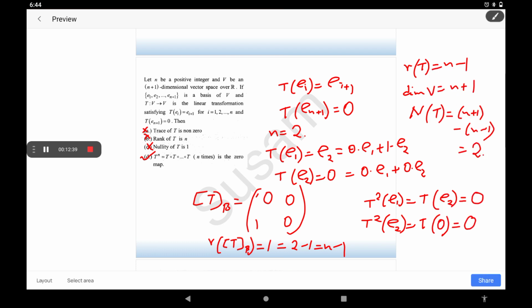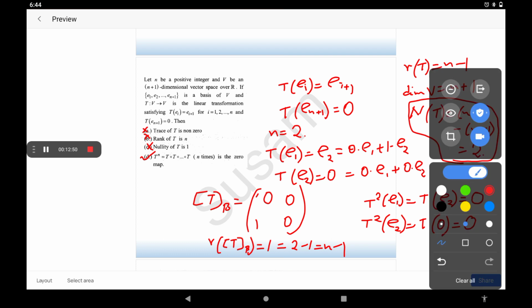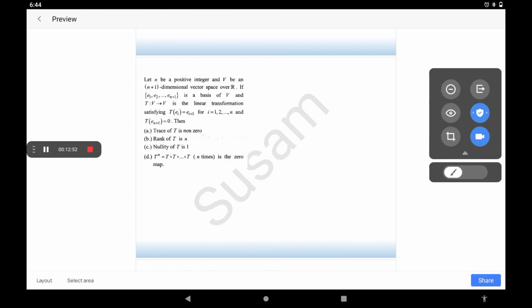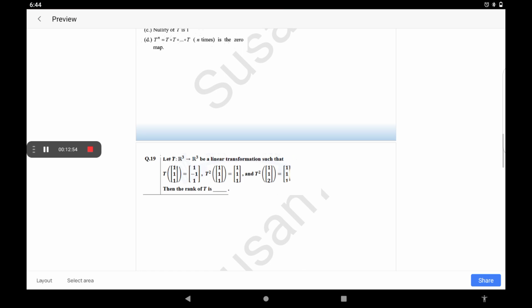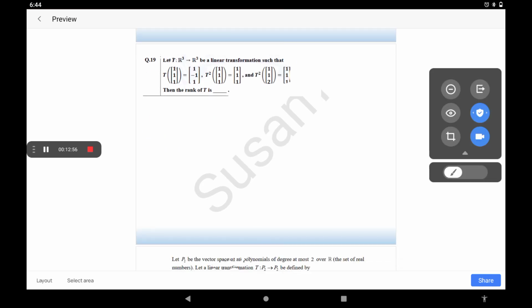Students generally make mistakes here. They think, okay, dimension n, rank is n minus 1, so nullity of T is 1. No. That's why I picked this problem. Let's go to the next one.